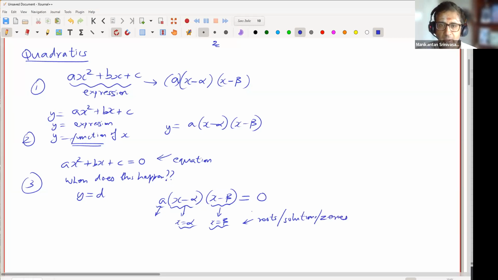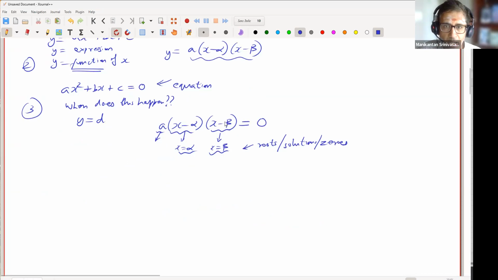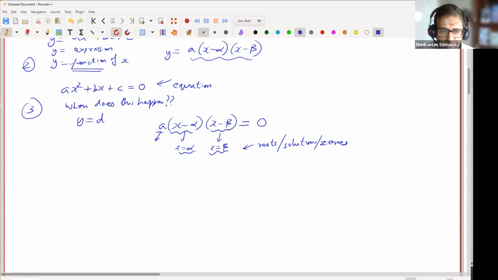Sometimes people say, what are the roots of this function? Technically that's wrong, a function does not have roots. What they mean is, if you set it equal to 0, what are the resulting roots? That's what it means when you see a question like that on an exam. But technically, a function does not have roots or zeros or solutions. Only an equation has.